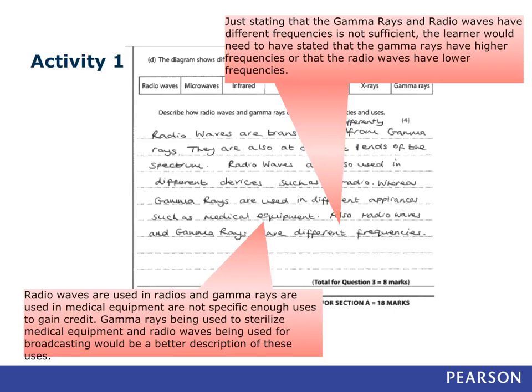Learners that did not do so well in this question lost marks as they did not give a comparison of the properties or uses, or because their answer was too vague. This following example gained 0 marks.